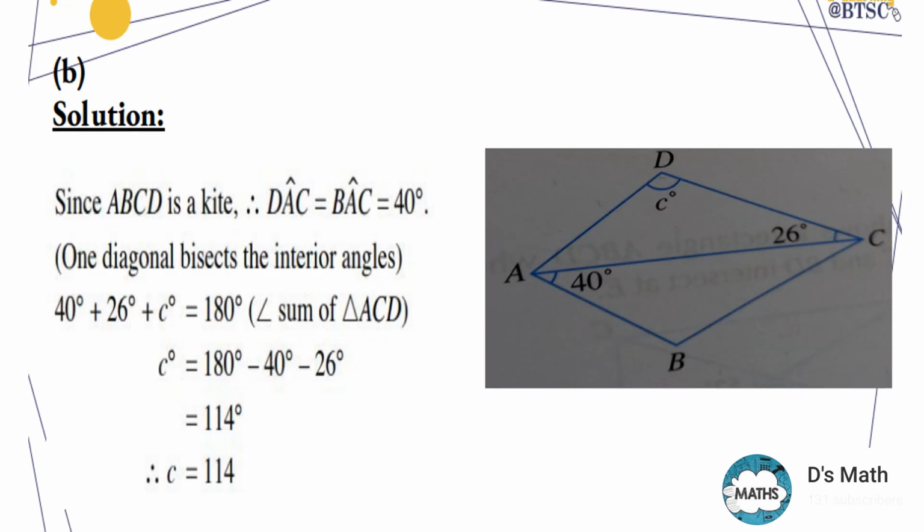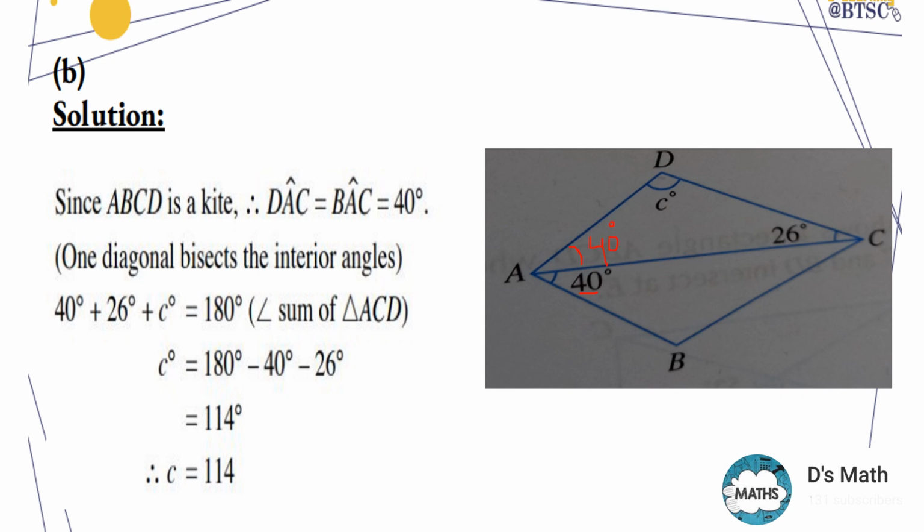Now we will do B part, and B part is also of kite. So what we will do in this, we have to find the value of C only. And we know that one diagonal bisects the interior angle. AC is a diagonal. AC is bisecting this angle. If this angle is 40, that means this angle is also 40 degrees. Why are both the angles equal? Because AC is a diagonal, and that is bisecting the interior angle.